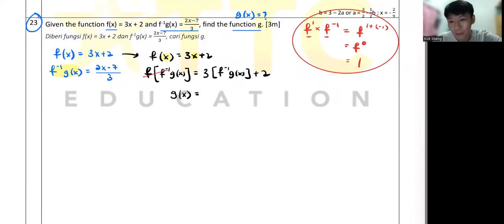Of course, the right side you have to sub in also. We cannot just stop like this. You have to sub in the equation for the function also, which means you have to sub in the equation 2x minus 7 over 3. Okay, so we already have the g(x). So the right side, just simplify everything and done.